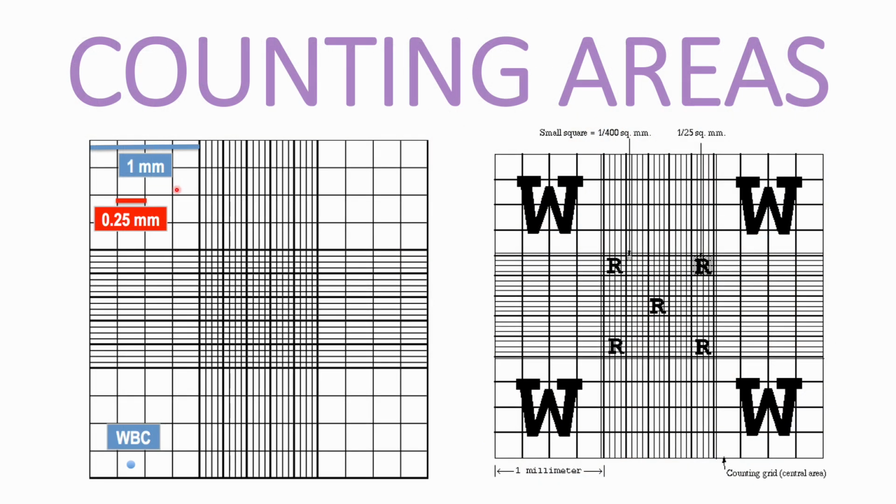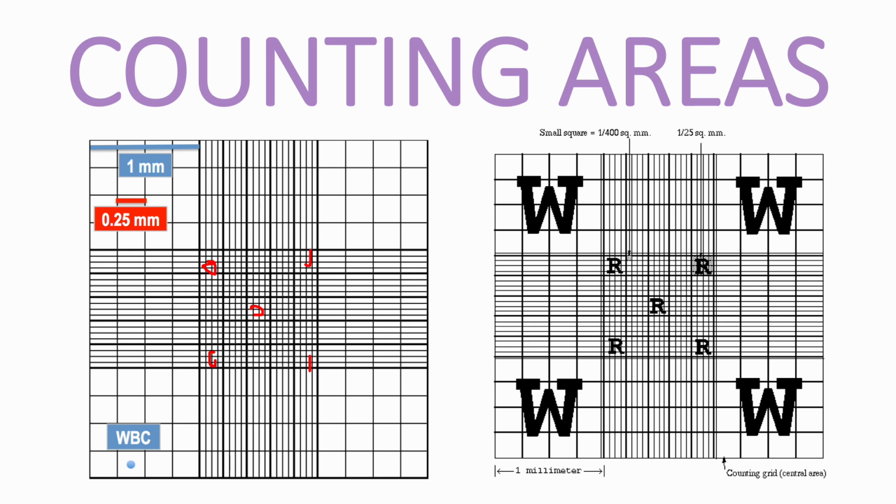Okay, so if this is 1 millimeter, therefore one small square is only 0.25 millimeter. So, isang RBC counting square dito, ito. Di ba 5 sila? So, 1, 2, 3, 4, 5. So, 5 dapat yan. So, for each of the counting squares dito sa RBC natin, that's 0.25 millimeter. Yan. So, that's for your RBC.